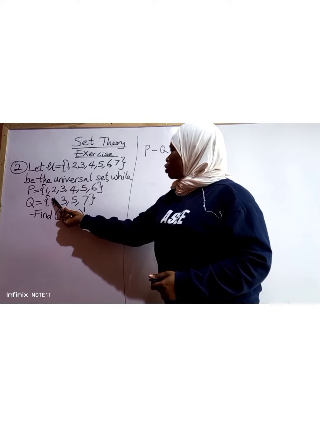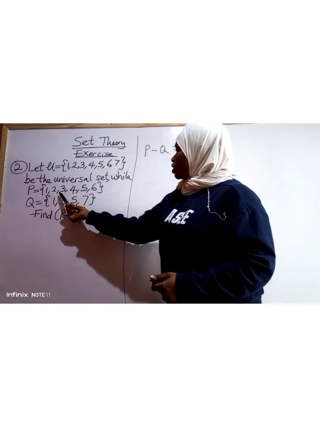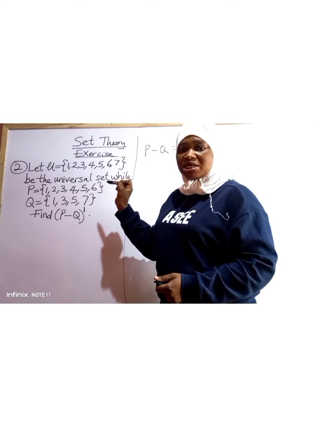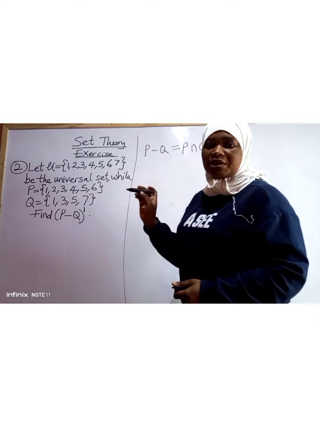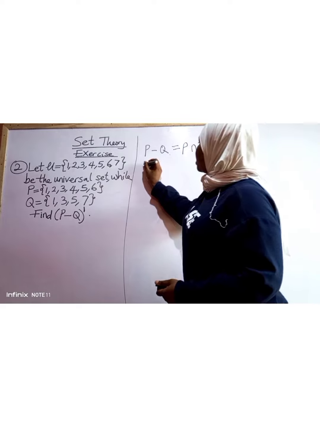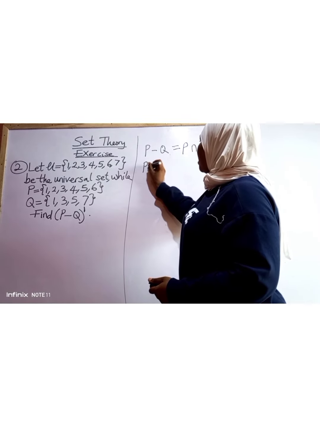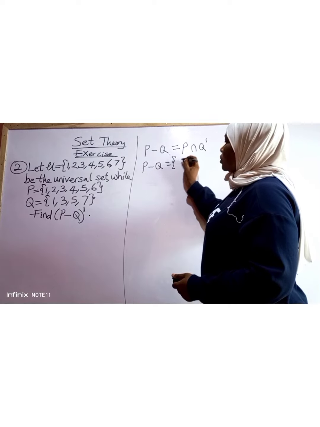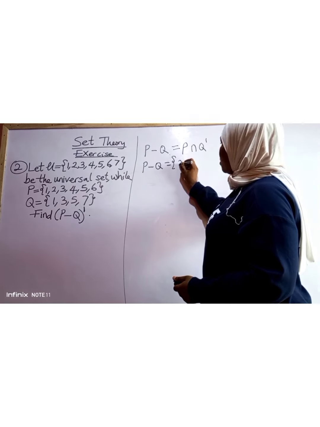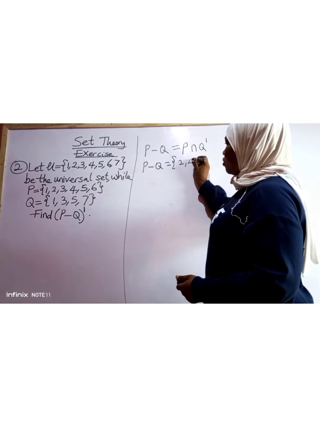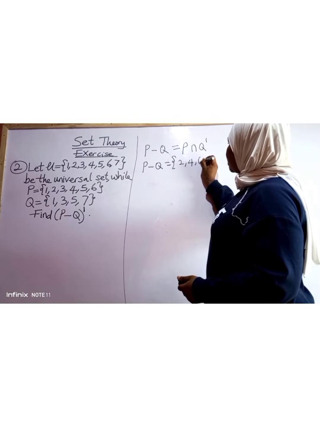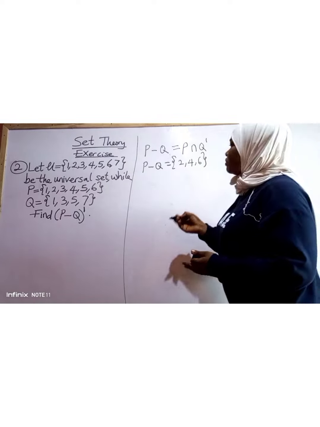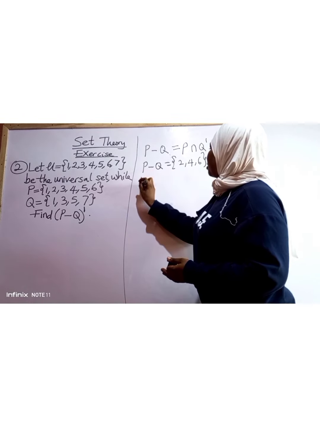So you have to subtract 1, 3, and 5 from P. So whatever remains will be P minus Q. So P minus Q is equal to 2, 4, and 6.